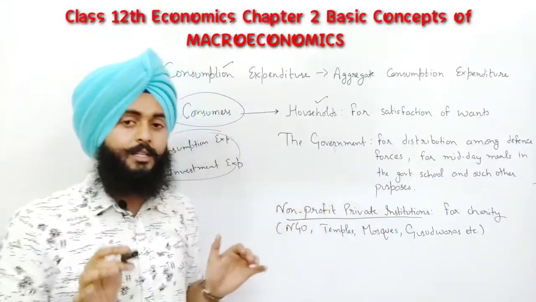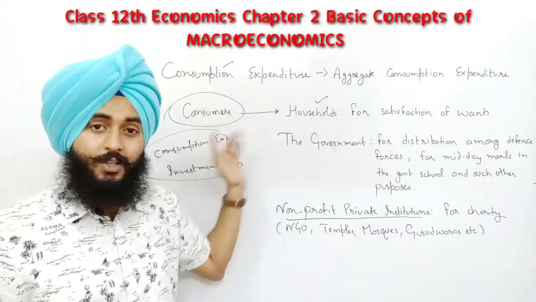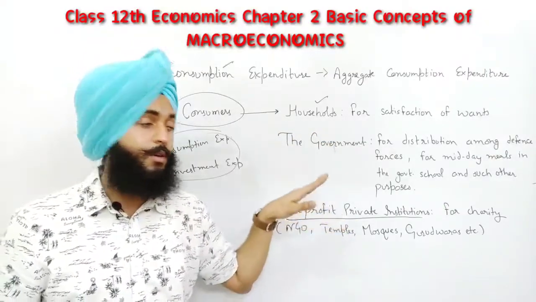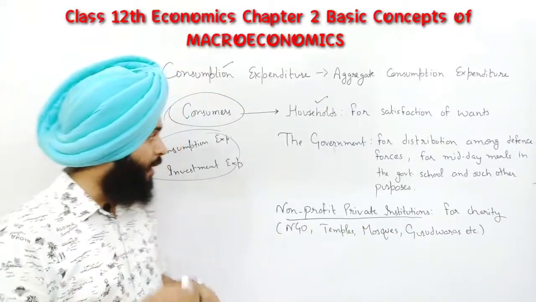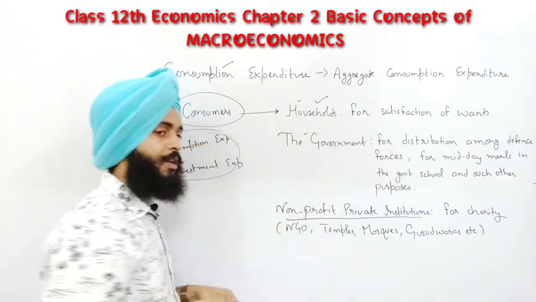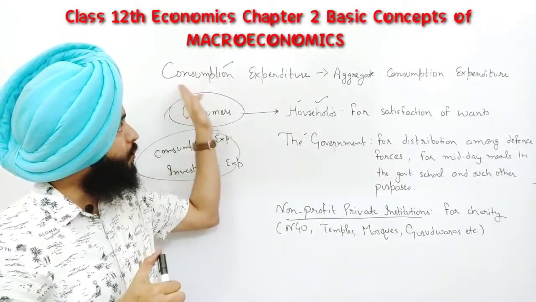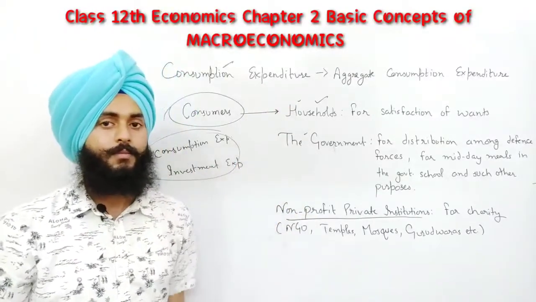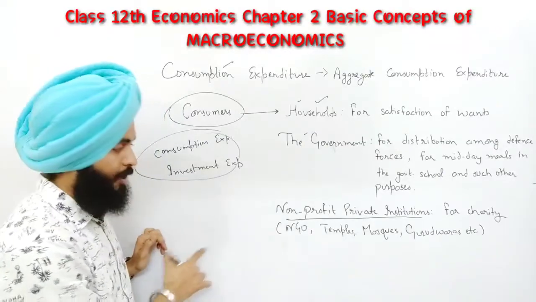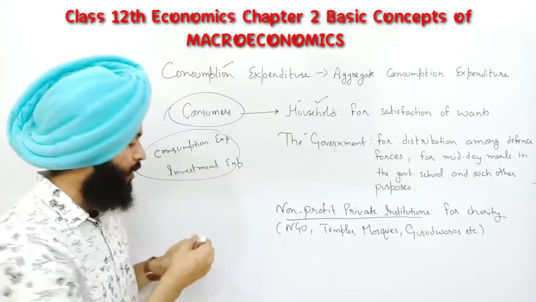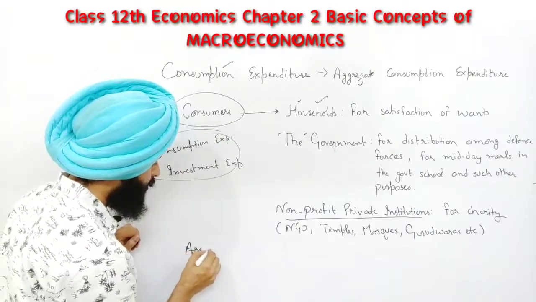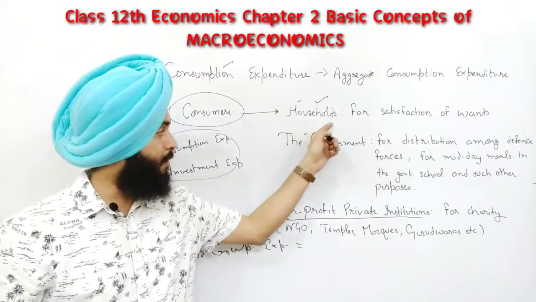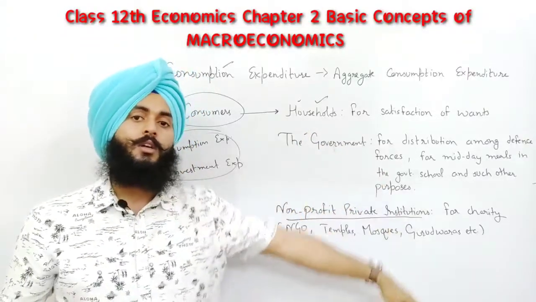So we can simply divide the consumers of consumption expenditure into three parts: households, the government, and the non-profit private institutions. If I add 1, 2, 3, I will have the total consumption expenditure, the aggregate consumption expenditure. You can make a formula after explaining each term: aggregate consumption expenditure will be equal to household expenditure plus government expenditure plus non-profit private institution expenditure.